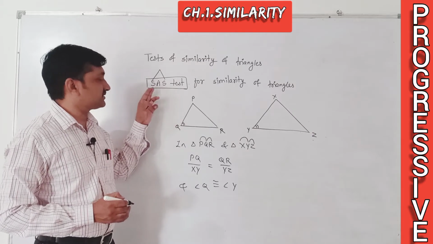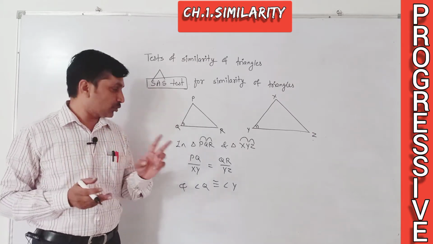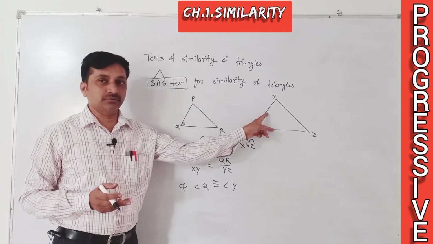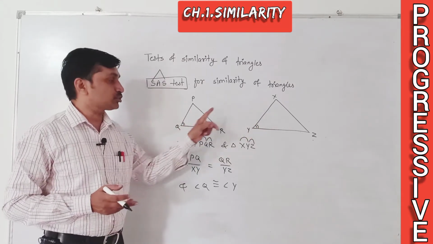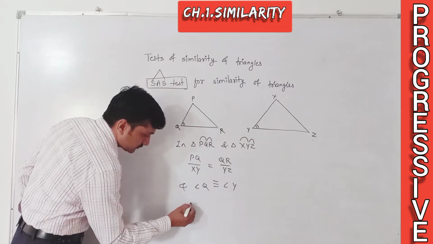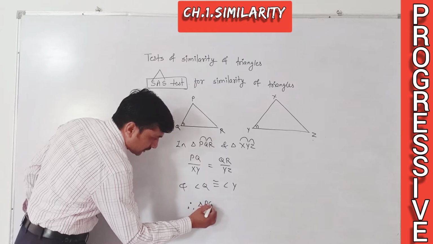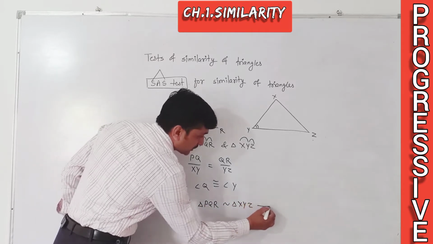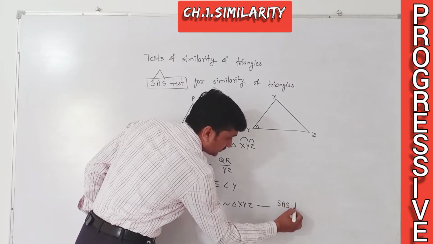Therefore, the SAS test condition is: if two corresponding sides of one triangle are in proportion and the included angle is congruent with the other, then these two triangles are similar. Therefore, triangle PQR is similar to triangle XYZ by the SAS test.